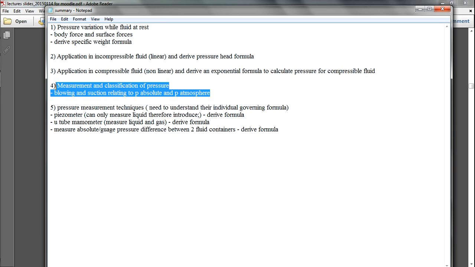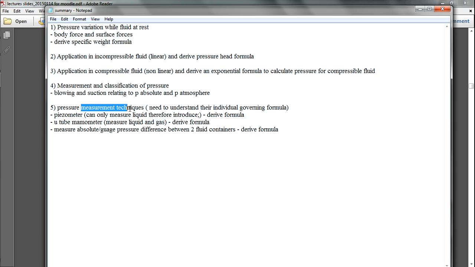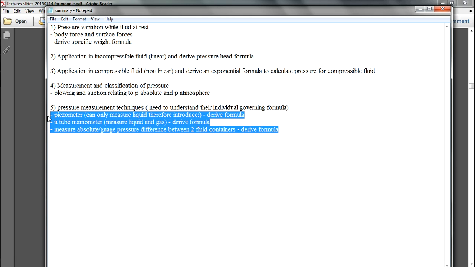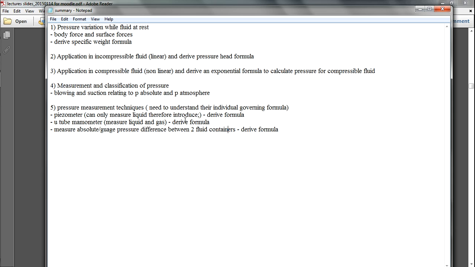And then for pressure, you have the measurement and classification of pressure. Typically, it is dealing with the gauge and absolute pressure and everything. And then for measurement techniques, we can use three different methods, which are three different types of instruments. They have their own individual formulas, and we're going to derive them. So it's a little bit tedious over here. In fact, this whole topic requires a lot of derivation.